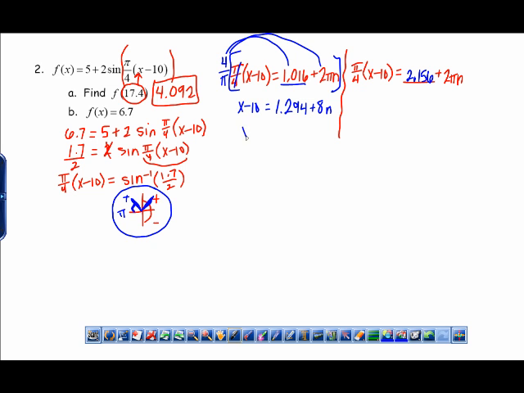Okay, add the 10. We can do this without the calculator. That's going to be 11.294 plus 8n. This is one of the general solutions. Okay, over here I'm going to do the same thing. Write it up here. Okay, so I'm multiplying everything, both sides, by 4 over pi. I'll cancel the pi over 4. I'll be left with x minus 10.